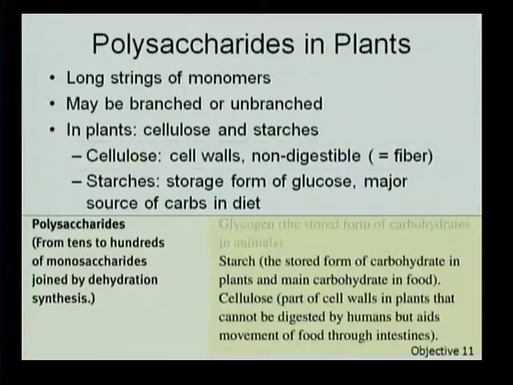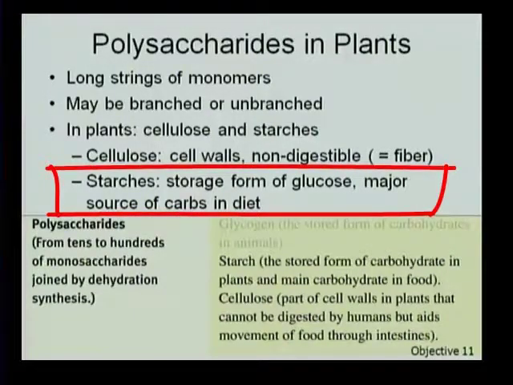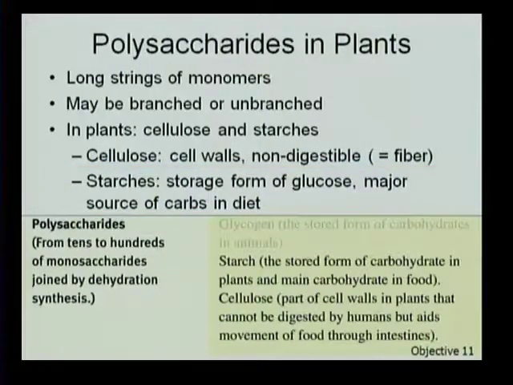The only way that human beings can digest cellulose is with the help of microorganisms living in the gut. But human beings are very good at digesting starches. Starches, for example in potatoes and other starchy foods, are a storage form of glucose and a major source of carbohydrates in the diet. The plants are storing starches for their own energy needs, but humans can take those starches and break them down for the human's energy needs.